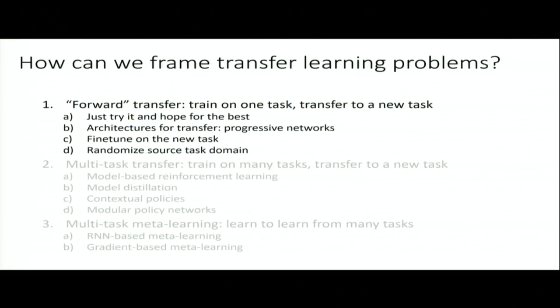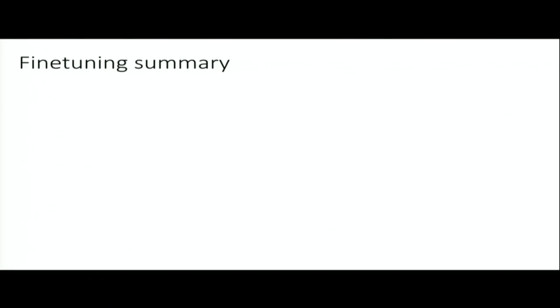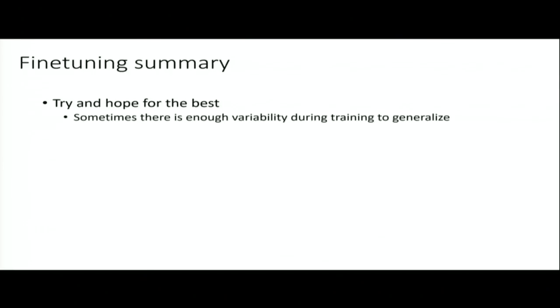OK, so let's resume our discussion of forward transfer. So on Wednesday last week, we talked about how you could just train on your source domain, attempt running your policy on a target domain, and basically hope for the best. And sometimes this works. Sometimes you had enough variability in your source domain and things just work right out of the box. But usually there are no promises on this.